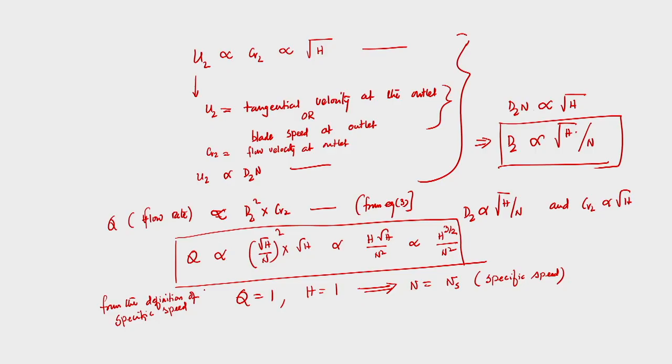So, now if I remove the proportionality, from this expression I can write Q. If I go to the next slide and remove the proportionality, then I can introduce Q will be equal to a proportionality constant K times H power 3 by 2 divided by N square. And to obtain the proportionality constant K, this is the proportionality constant.